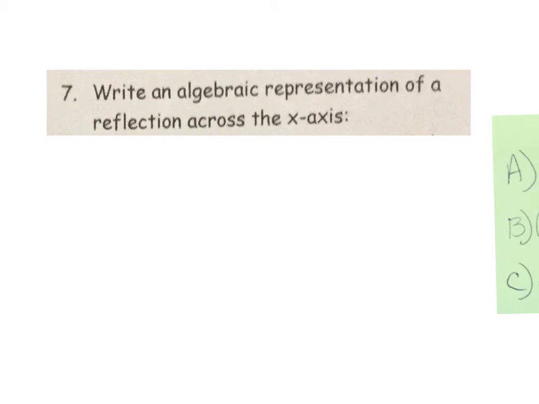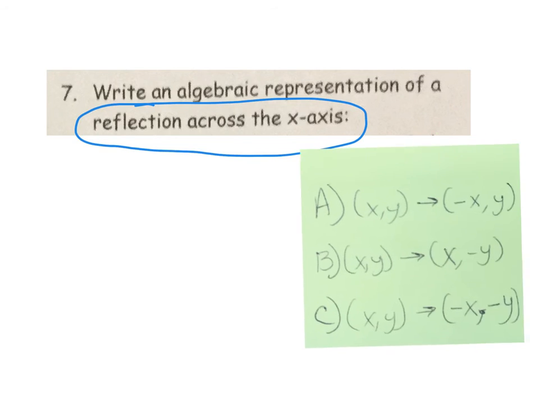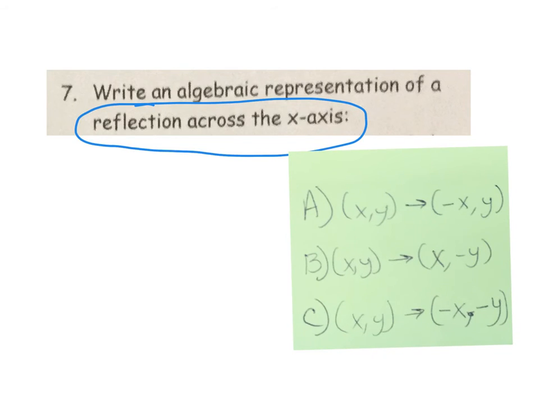Okay, number 7 says to write an algebraic representation of a reflection across the x-axis. So I'm going to circle that, reflection across the x-axis. If I'm going across the x-axis, what type of algebraic representation would take place? So here are some choices for you.